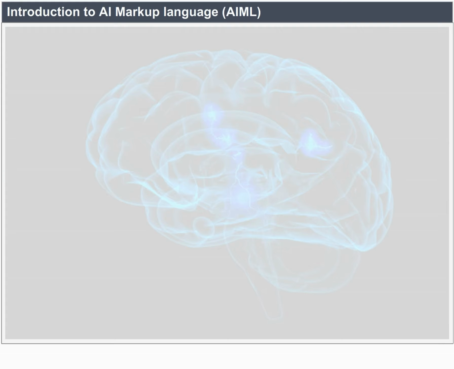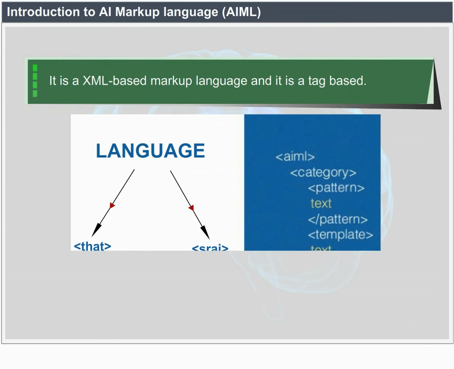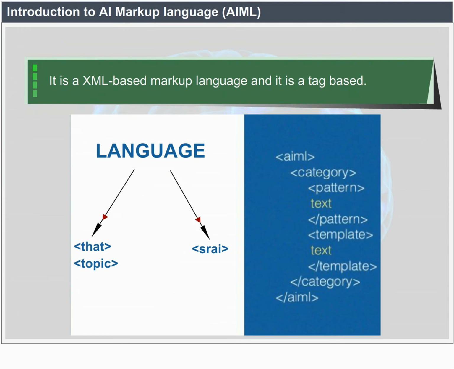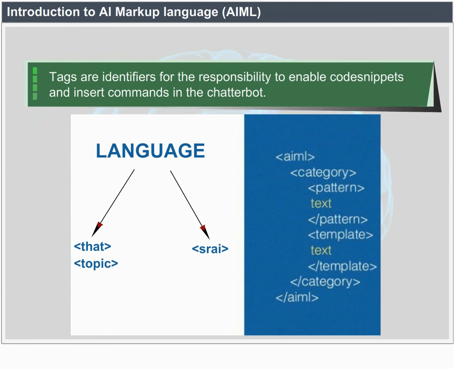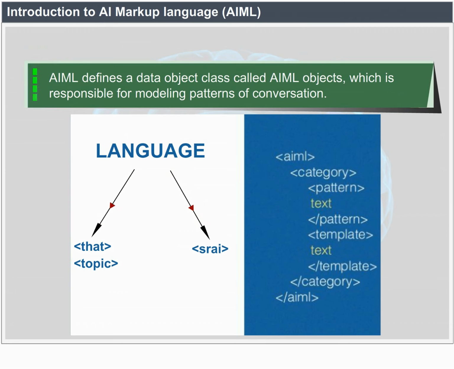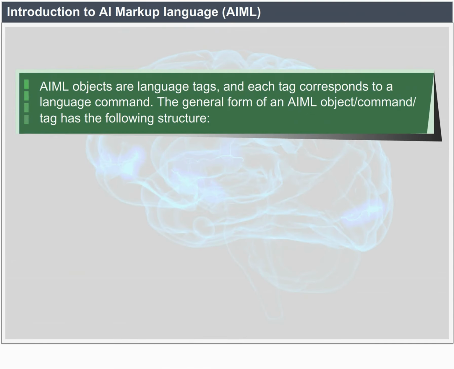Introduction to AI Markup Language, AIML. It is an XML-based markup language and it is tag-based. Tags are identifiers responsible for enabling code snippets and inserting commands in the chatbot. AIML defines a data object class called AIML objects, which is responsible for modeling patterns of conversation. AIML objects are language tags, and each tag corresponds to a language command.